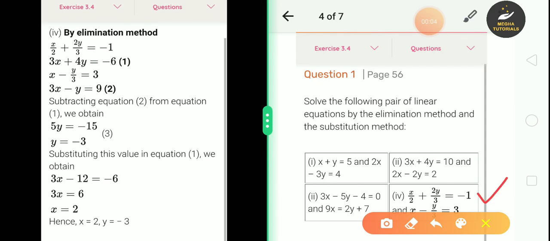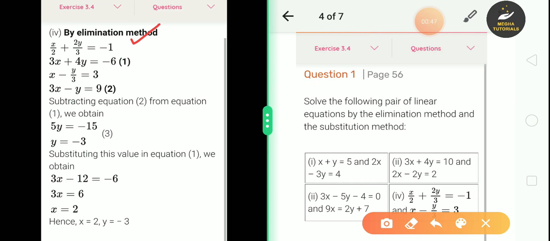Question 4. Equations are x upon 2 plus 2y upon 3 is equal to minus 1 and x minus y upon 3 is equal to 3. So from the given equation, x upon 2 plus 2y upon 3 is equal to minus 1. So coefficients are rational numbers in the form of a upon b. So by multiplying with the proper number, we can bring them in the form of integers. Okay, so LCM of 2 and 3 is 6, so we can multiply the whole equation by 6.